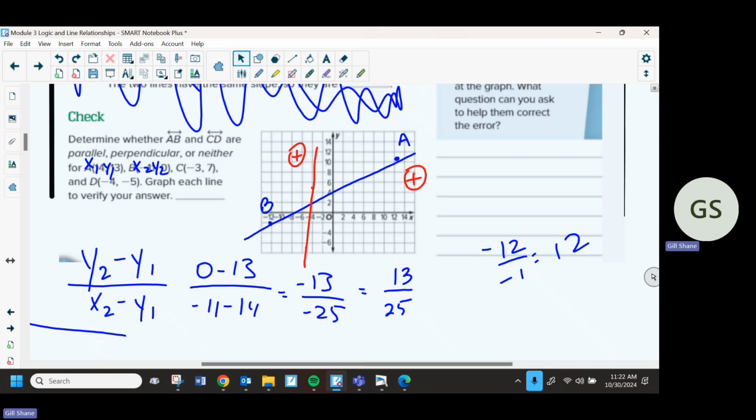Did anybody do that one? Example 2? What did you get? I don't know what it is, so I don't have the.